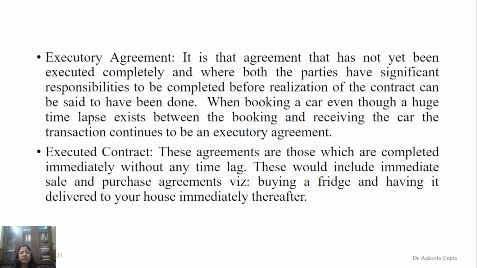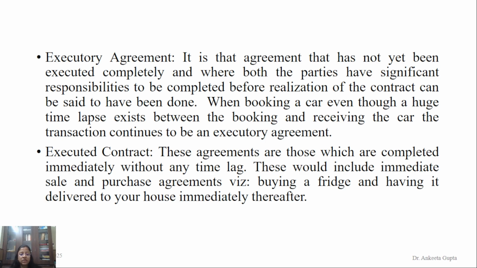Executory agreements, where all the terms of the agreement have not been completely executed by both the parties. Go back to the newspaper example that I gave. Till such time that the month is complete, it will be a continuous agreement between the customer and the newspaper boy to supply the newspaper every single day. Here, the example that I've taken is booking of a car, even though a huge time lapse exists between booking and receiving the car. So it's a continuous agreement. So it is an executory agreement.